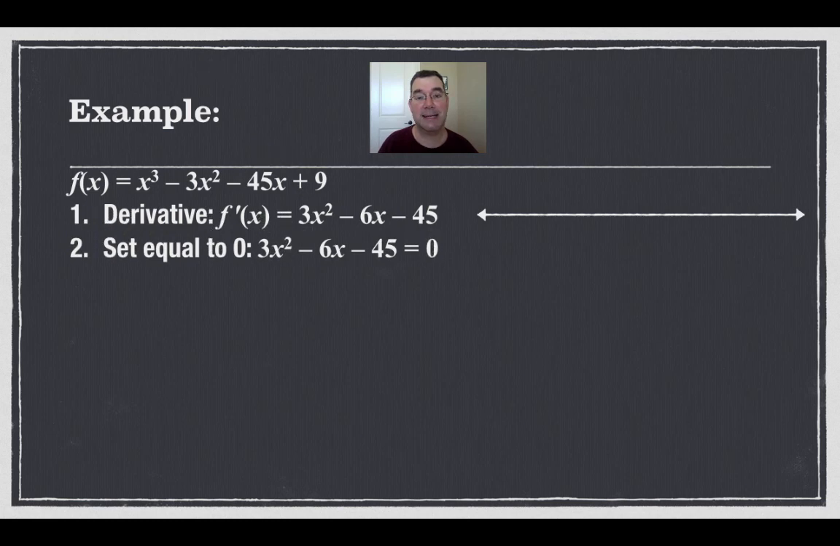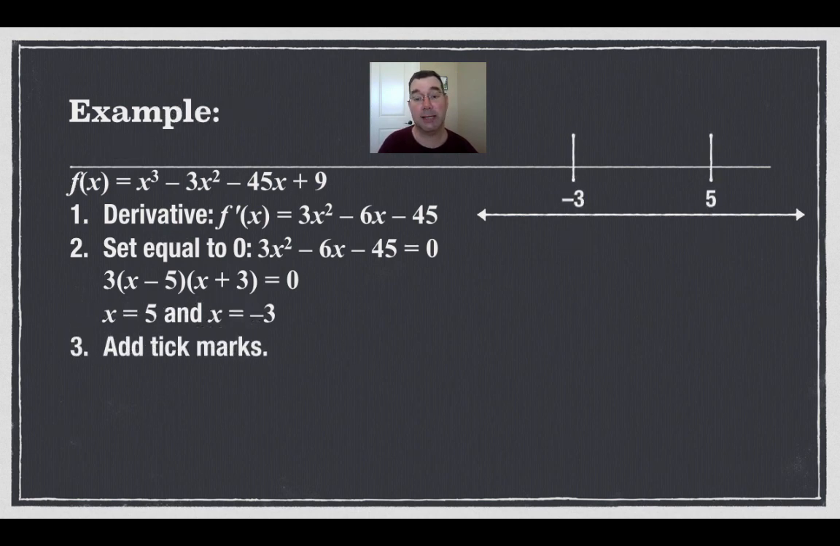Alright, so if I set this equal to 0, I get 3x squared minus 6x minus 45 equals 0. I can factor that and get 3 times x minus 5 times x plus 3 equals 0. So what that means is this whole thing is equal to 0 when x is equal to 5 or x is equal to -3. So what I'm going to do is I'm going to put the tick marks on the number line for those numbers. Alright? And so now I've created 3 intervals. I've got the interval that's less than -3, the interval that's between -3 and 5, and the interval that's greater than 5.